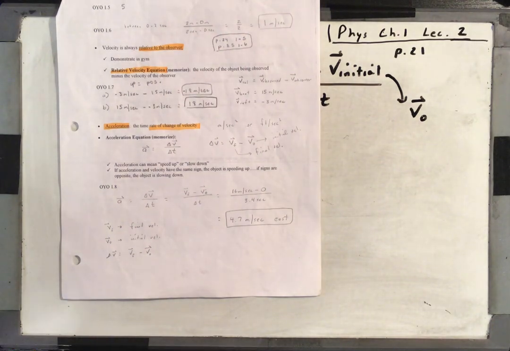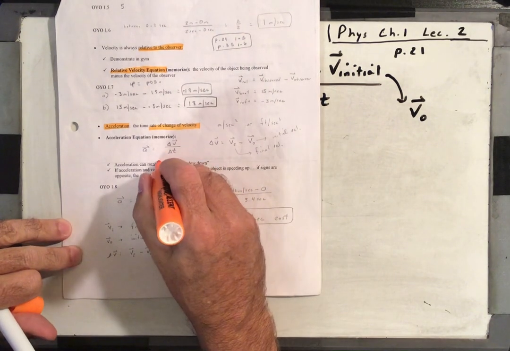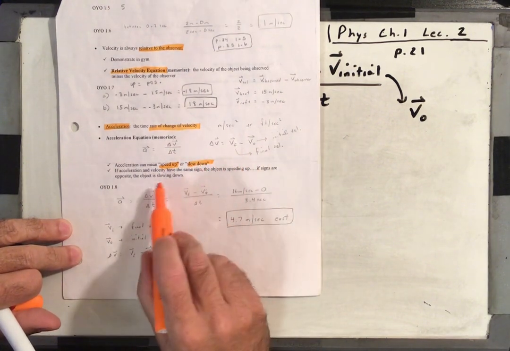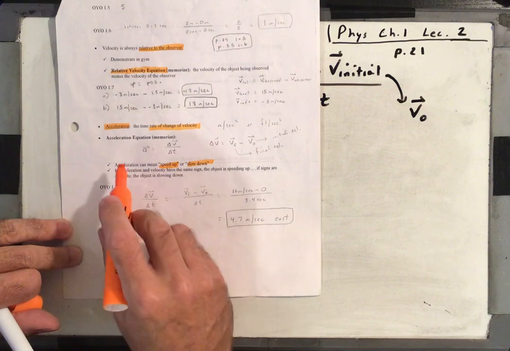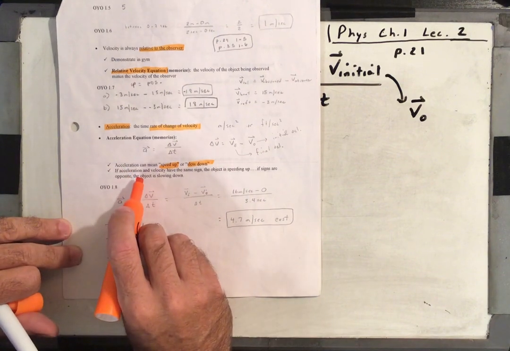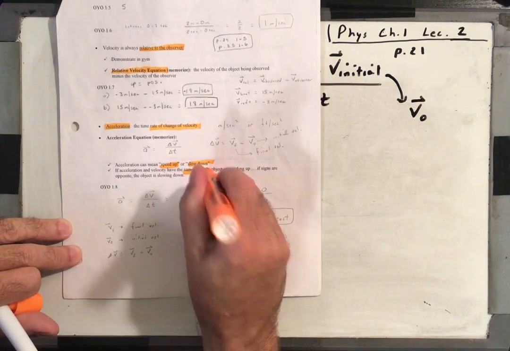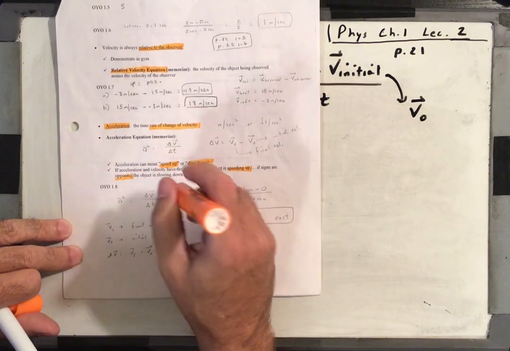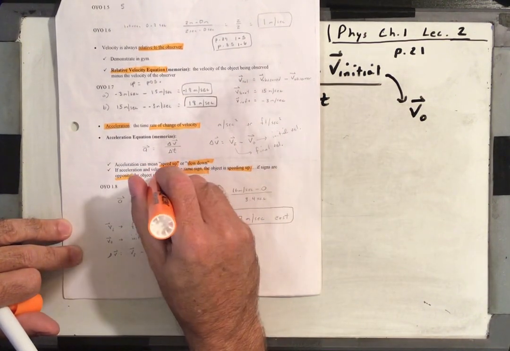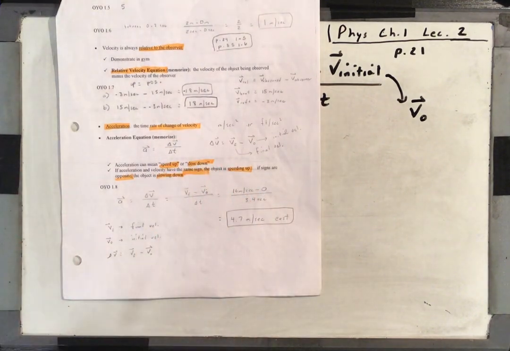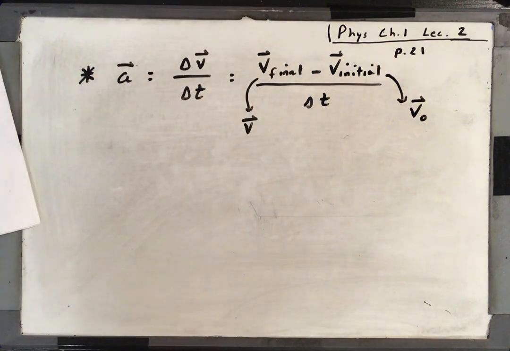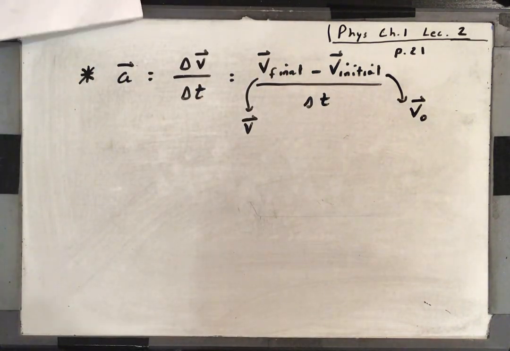Acceleration can mean either speeding up or slowing down, it can be either one. So you can have a negative acceleration. And this one's really important. If acceleration and velocity have the same sign, it's speeding up. If the signs are opposite, the object is slowing down. So you'll have to be able to read a graph and determine that. All right, let's go through some on your own problems using the acceleration equation.